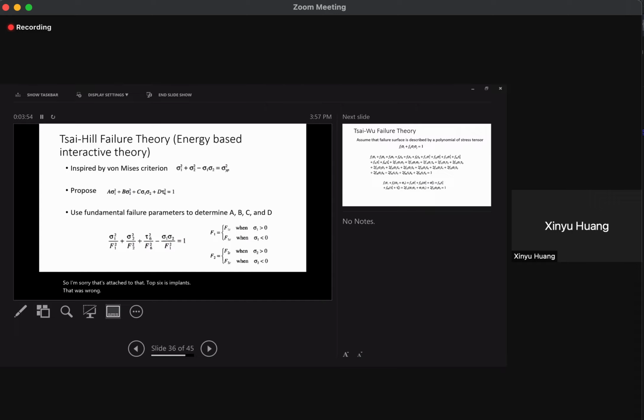So this sigma 1 is not a principal stress. It's a stress in fiber direction. So I was confused with this. This is a principal stress. This is not a principal stress. This is a stress in fiber direction, stress in matrix direction. This is the in-plane shear stress.